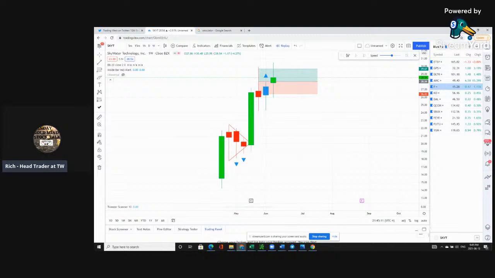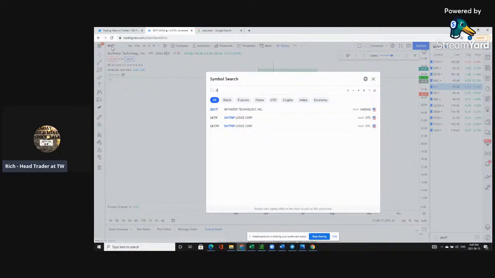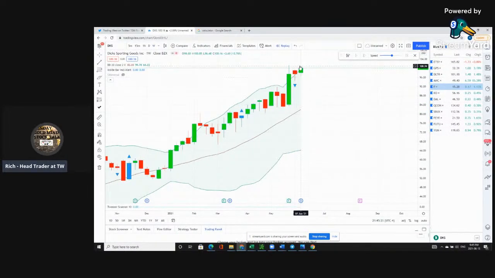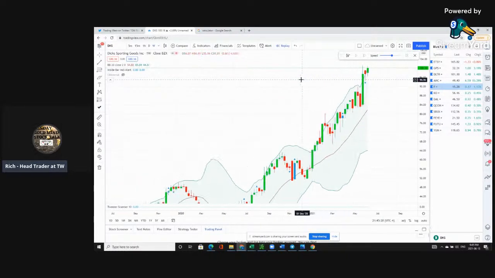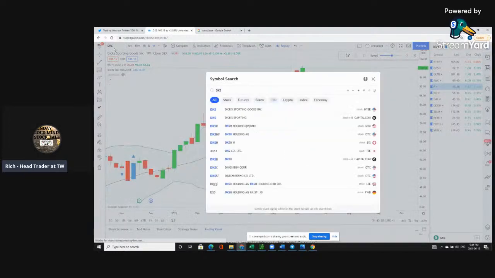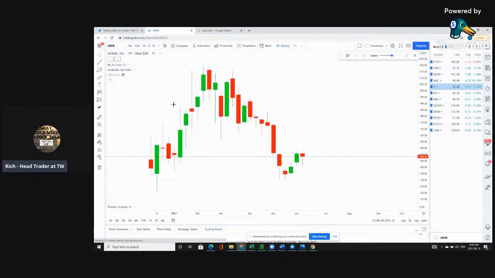I really like that. So DKS. All right, so Dick's Sporting Goods, we had the inside bar last week, and we already had a nice little pop. So right now, it definitely still looks bullish. And just respect the inside bar. If it comes back and it breaks down here, take your stop loss and walk away. Otherwise, you're in a good position for it to continue higher.